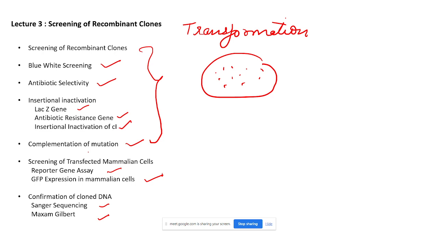And experimentally also, in our labs or in most of the labs, what people mostly use is the antibiotic resistance. I'm sorry for that. So mostly we use the antibiotic resistance gene.